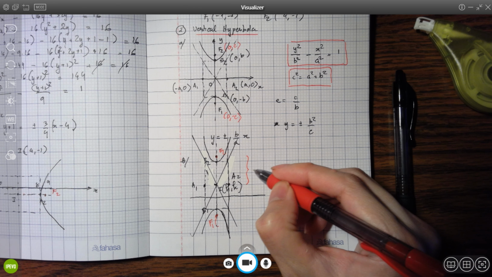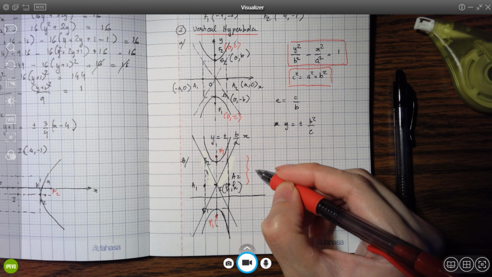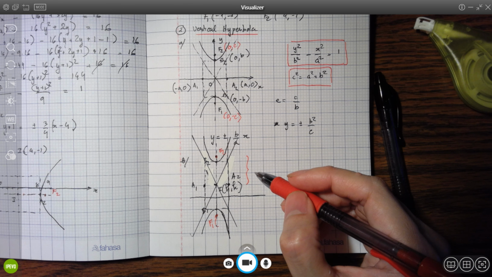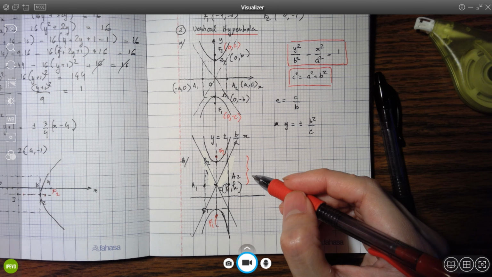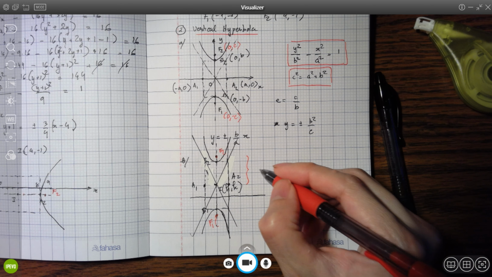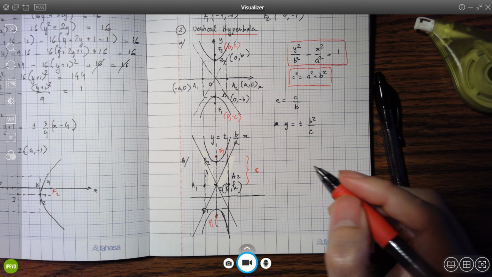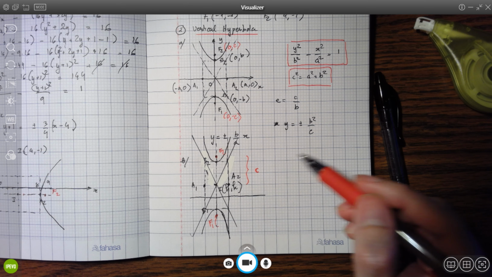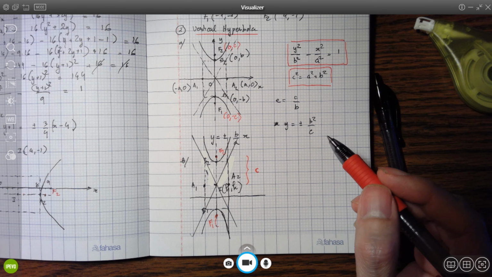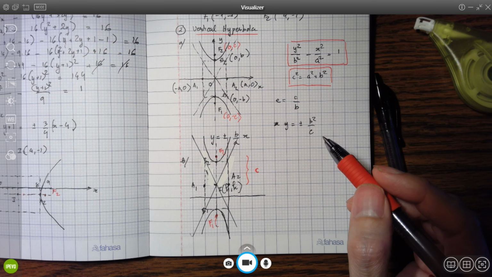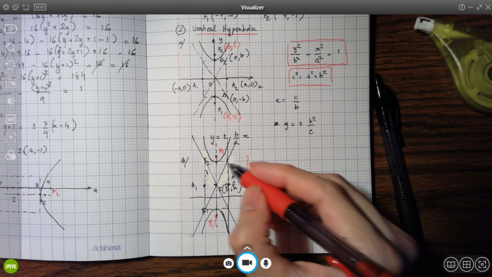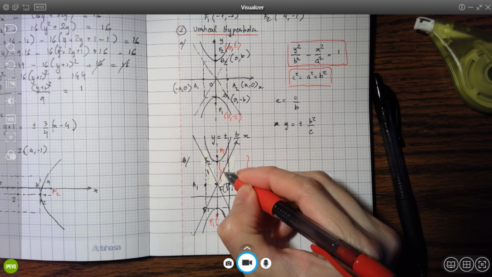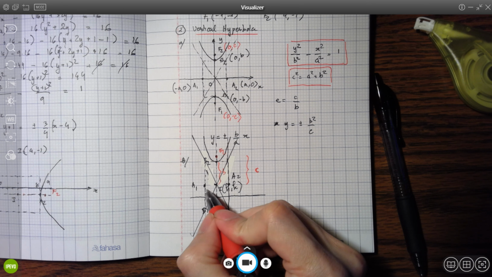Because the coordinate changed, the C over here will change correspondingly to the coordinate of the I. But C is still the distance. B is from here to here, so this is B. And A is from here to here.